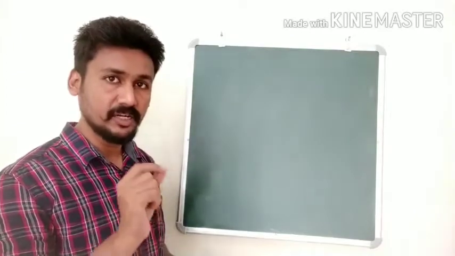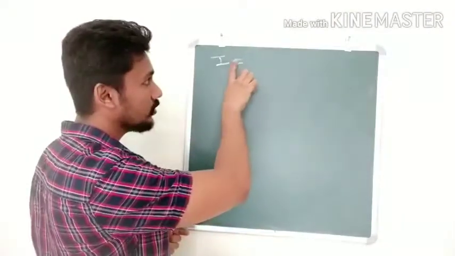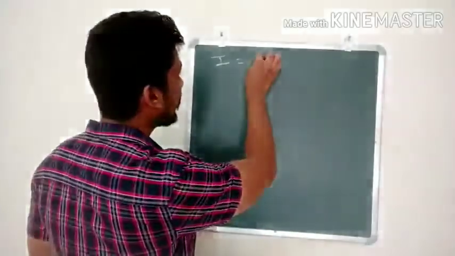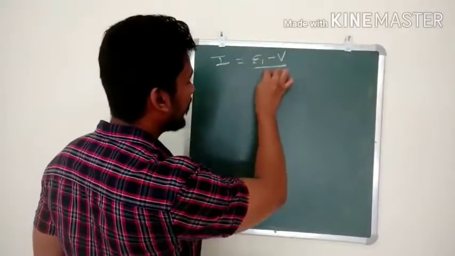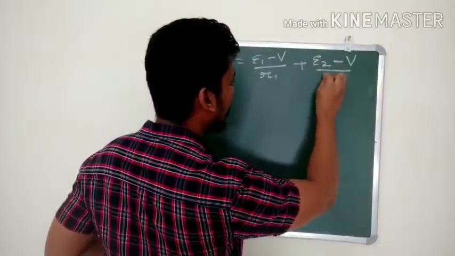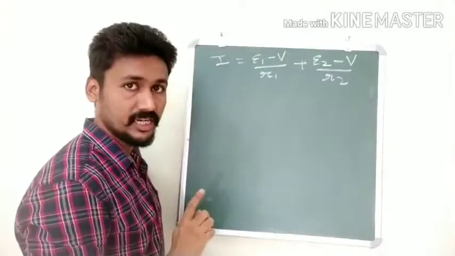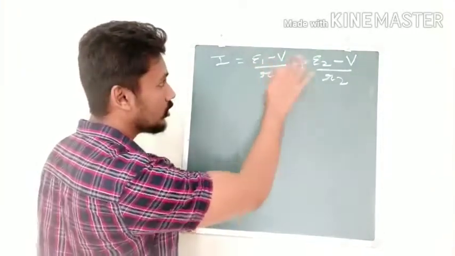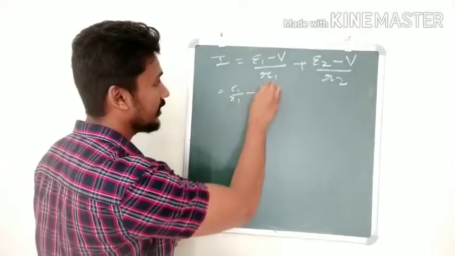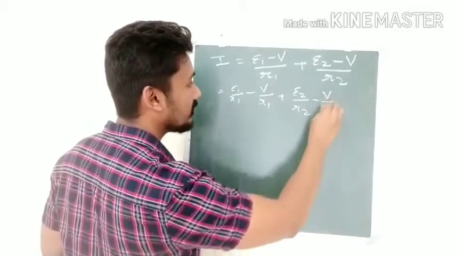So from equations 1, 2 and 3, we can write I is equal to, now we know that I is equal to I1 plus I2. Substitute the value for I1 and I2. We will get (E1 minus V) upon R1 plus (E2 minus V) upon R2. Notice that we have not written V1 or V2 because the potential difference is the same. Now we are going to solve this. How will we solve it? We will write this as E1 by R1 minus V by R1 plus E2 by R2 minus V by R2.